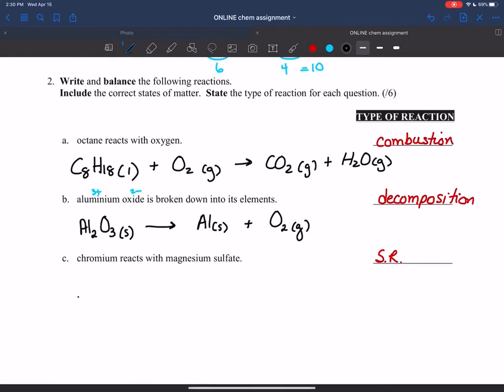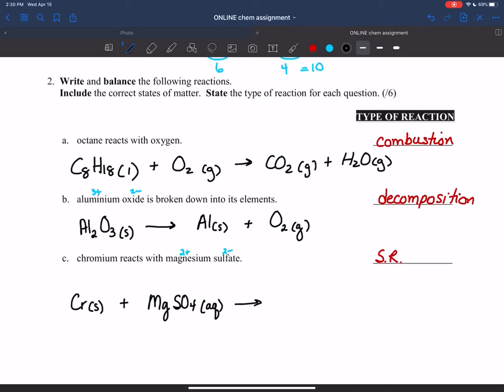And then the last one, I have chromium, which is a solid, reacts with magnesium sulfate. So magnesium is 2+, sulfate is 2-, so that's a 1-to-1. So MgSO4. Here I'm going to have to check my solubility. So I'm going to go into my solubility chart, and magnesium sulfate is aqueous. So I can put that there.